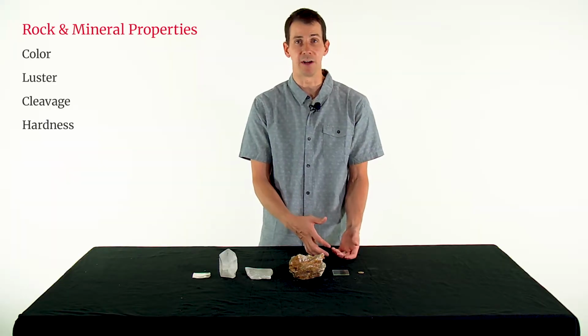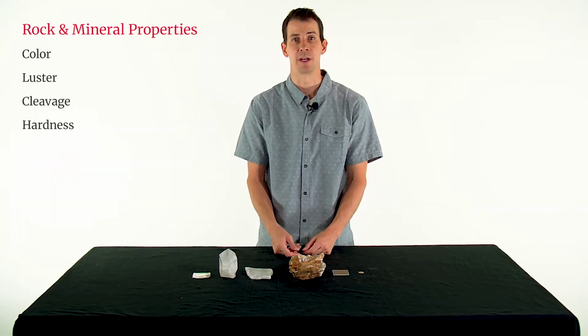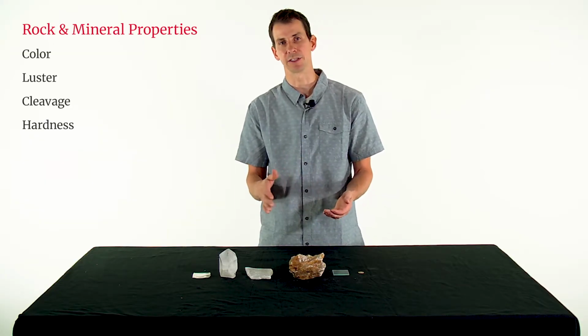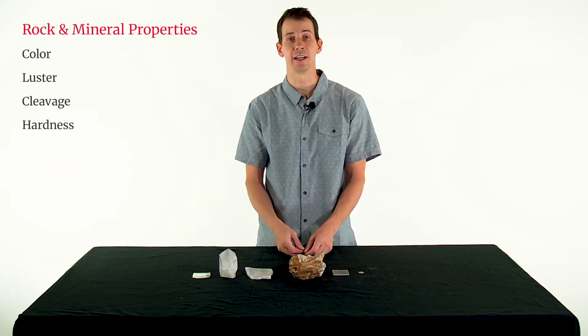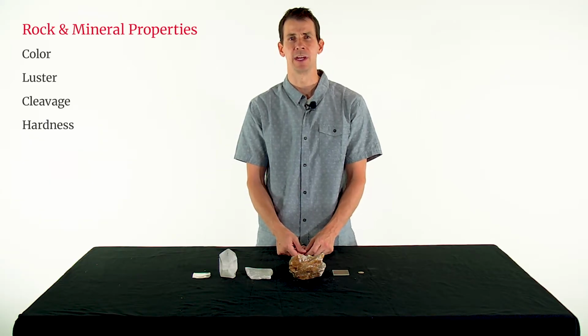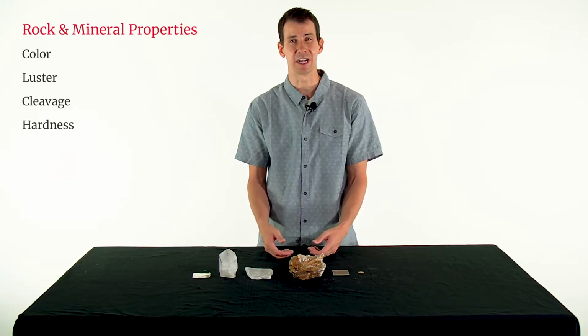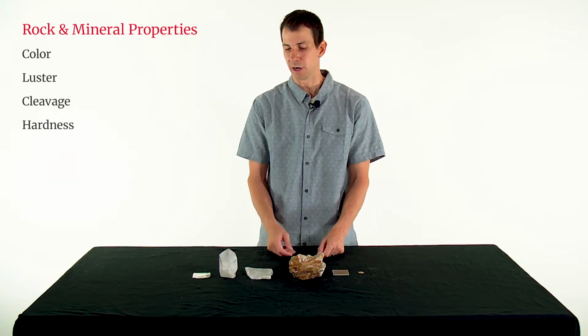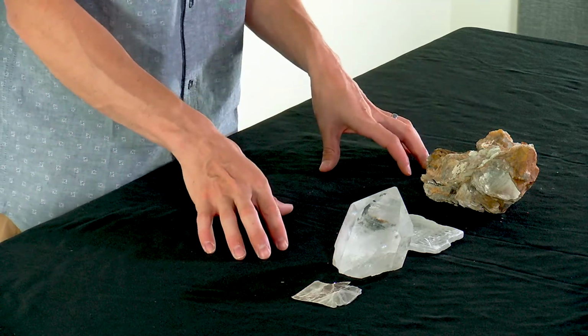Some minerals are really soft and others are relatively hard. With mineral hardness, we actually can rank the minerals on a scale from 1 to 10. This is referred to as Mohs hardness scale, 10 being the hardest substance that we know of, a diamond, and 1 being the softest.